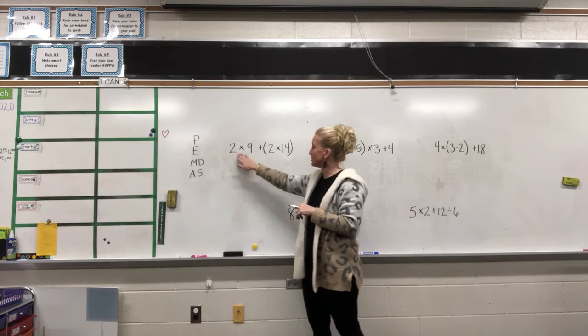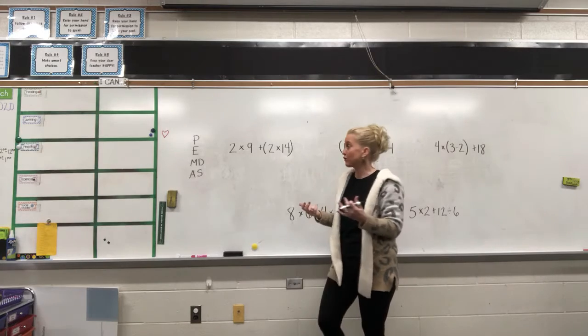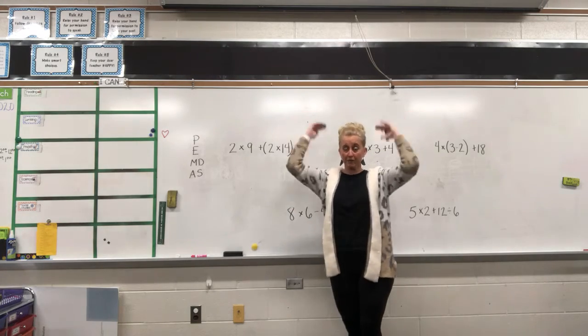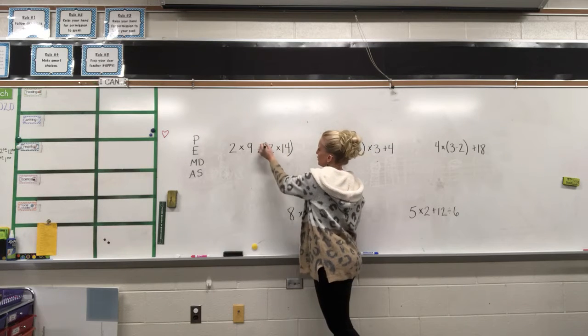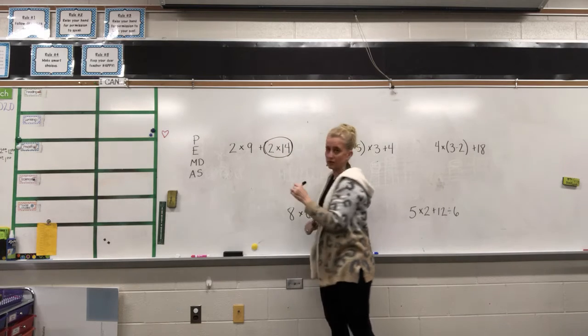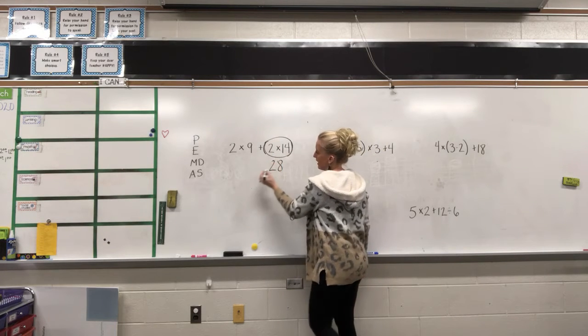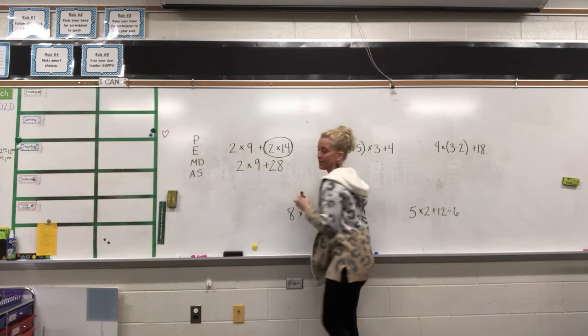So the first one, 2 times 9 plus 2 times 14 in parentheses. The first thing I see is parentheses, and parentheses mean do me first. So we've got to do 2 times 14. When I do this problem, I like to circle it. 2 times 14 is 28. That leaves me with 2 times 9 plus 28.